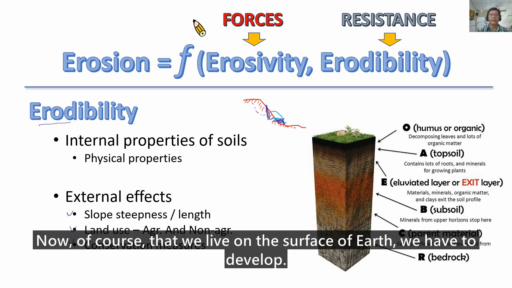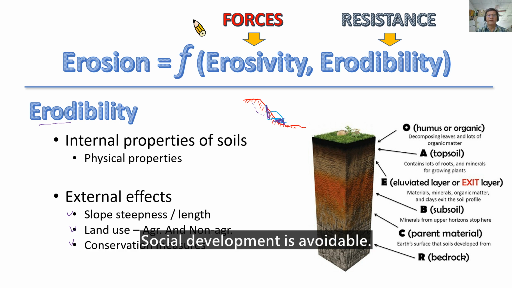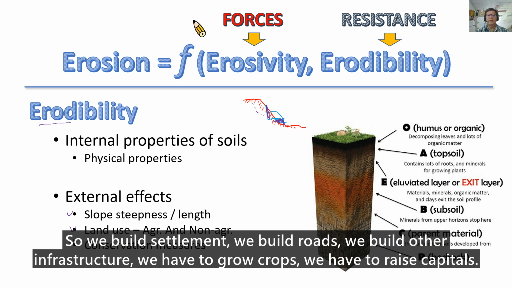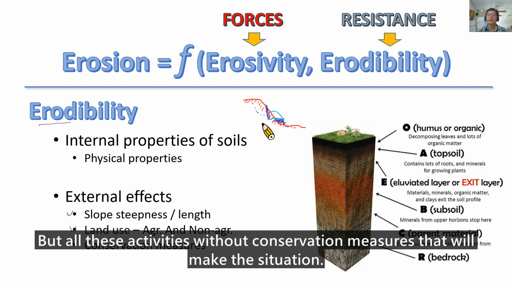Now, of course, we live on the surface of Earth. Social development is unavoidable. So we build settlements, roads, and other infrastructure. We have to grow crops, and we have to raise cattle. But all these activities, without conservation measures, will make the situation worse.